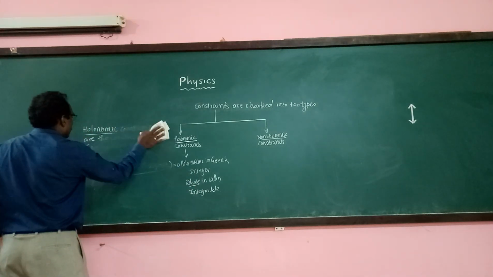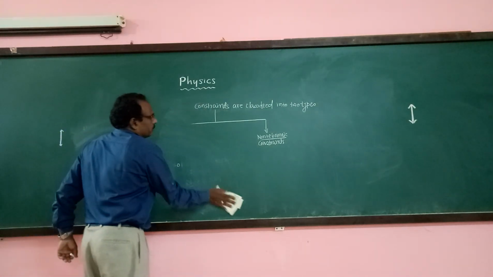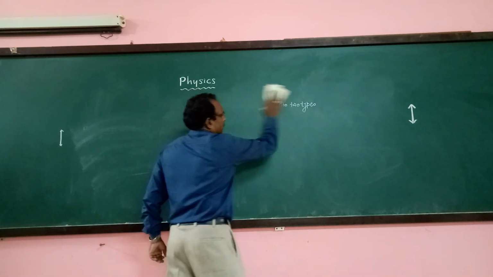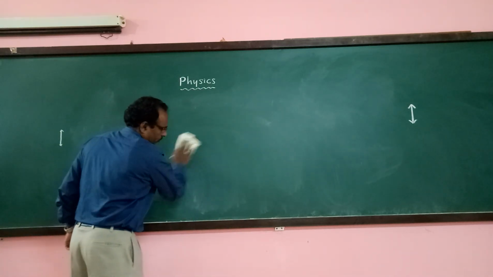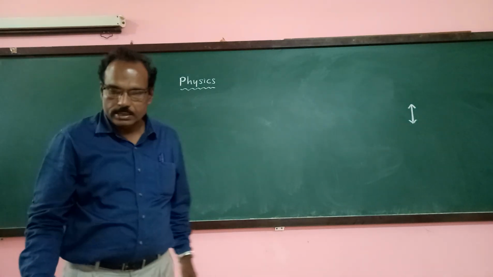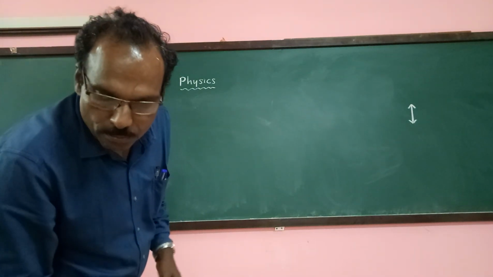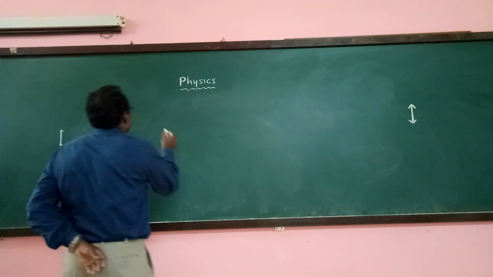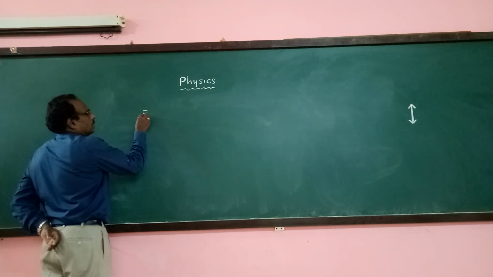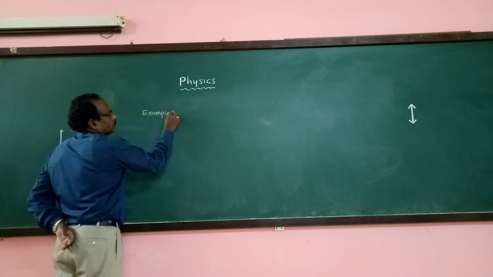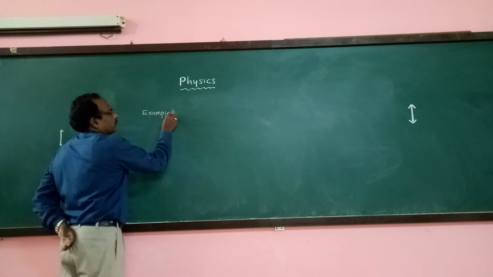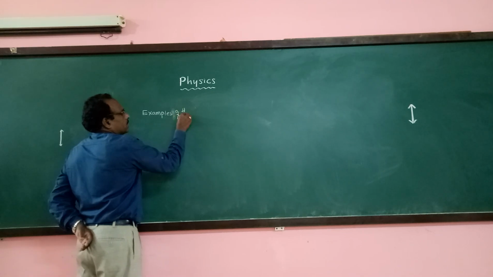So, examples of holonomic constraints. I'll give here one example. That is the example of a simple pendulum.